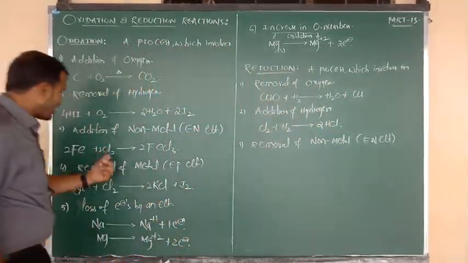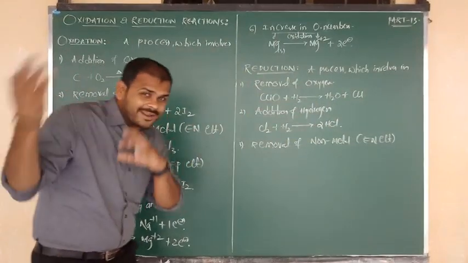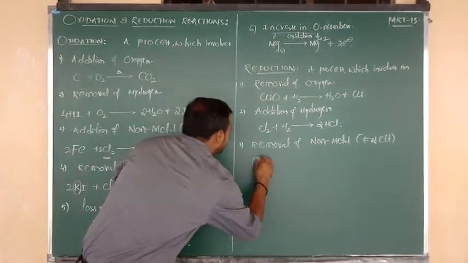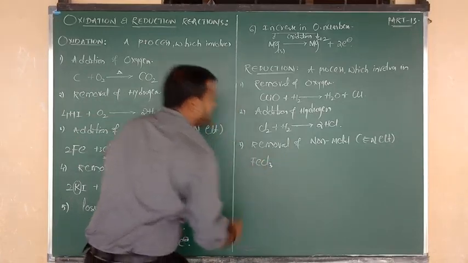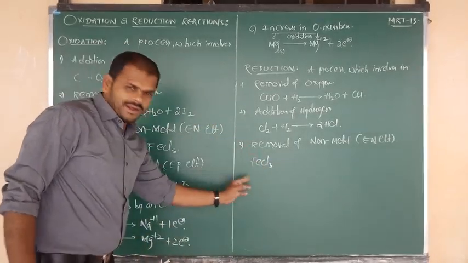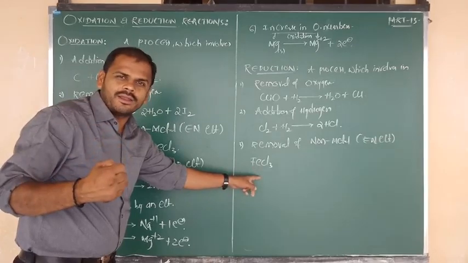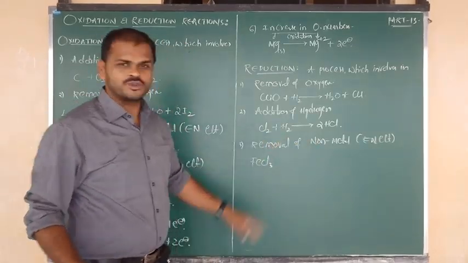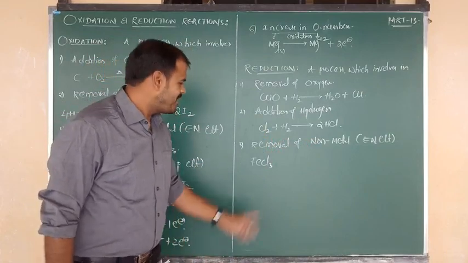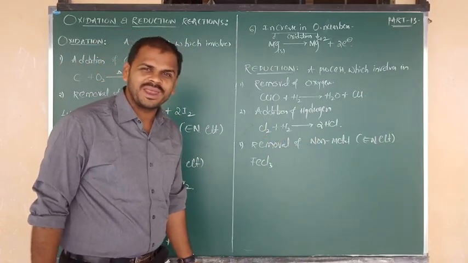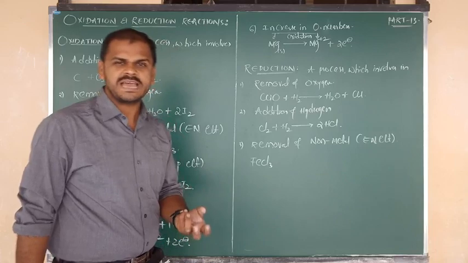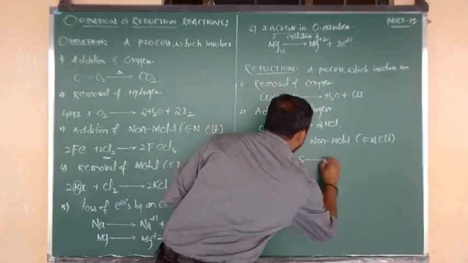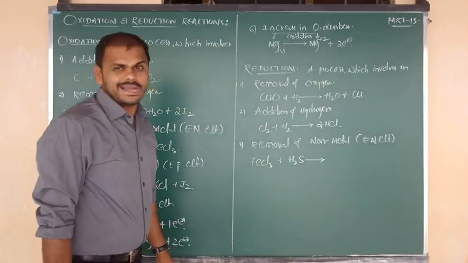First, suppose the non-metal we have taken is chlorine. Chlorine's respective compound is FeCl3. I am going to consider FeCl3, ferric chloride, iron chloride. We have to remove the chlorine, because chlorine is a non-metal, that one we have to remove. But for the purpose of removal of chlorine, you require a hydrogen substance, that is nothing but H2S, hydrogen sulfide.